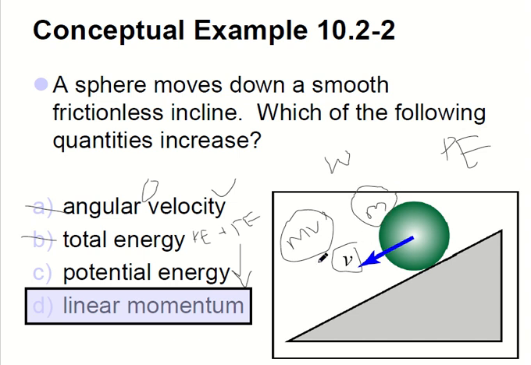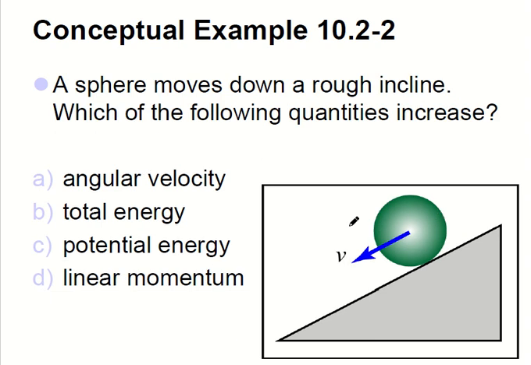Okay, mass is a constant, so since the velocity increases, your momentum will definitely increase. You're looking at the mass being constant and velocity increasing as the sphere slides down that incline, so therefore your momentum increases. Alright, that's pretty easy.